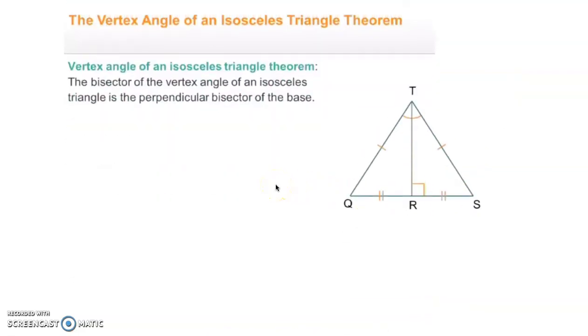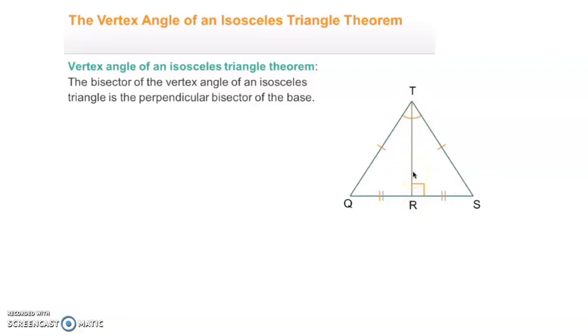Okay, here's another theorem you want in your notes and you want to understand. It's the vertex angle of an isosceles triangle theorem. The vertex angle is the one that the two congruent sides form. That's the vertex angle. It's opposite the base. And if we bisect that, bisect means you cut it in half, then these two angles are congruent.